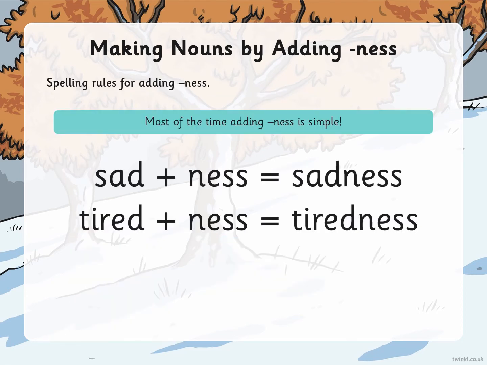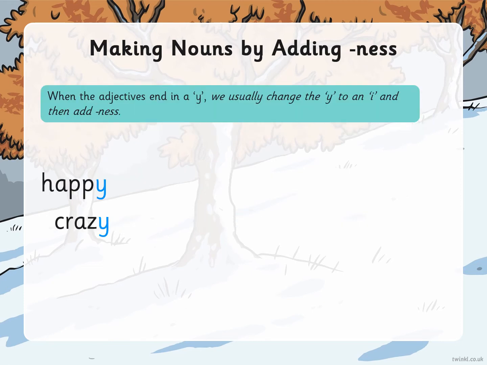We also found out that most of the time when we're adding the ness suffix, it's pretty simple because we just need to add it onto the end of the root word. For example, sad becoming sadness and tired becoming tiredness.